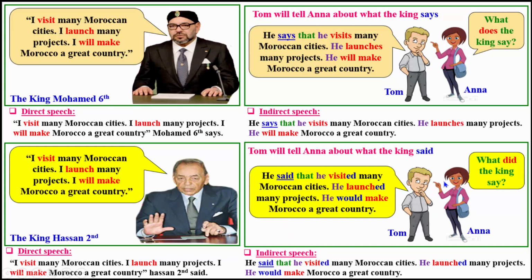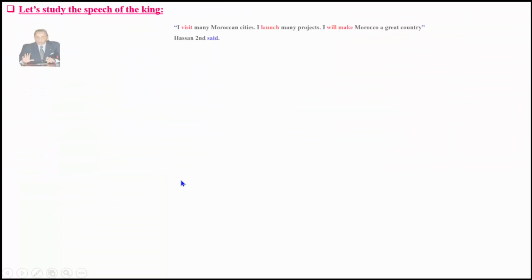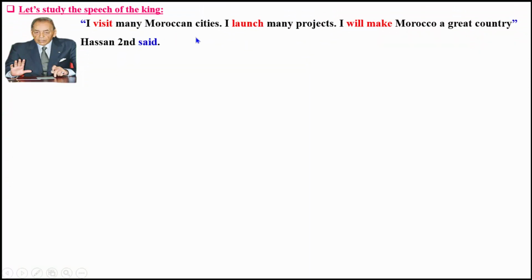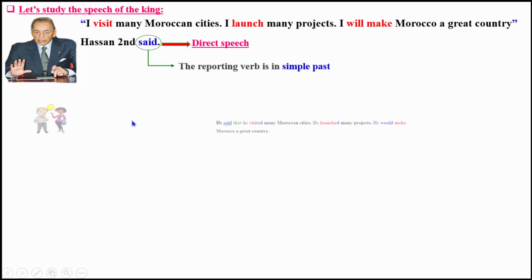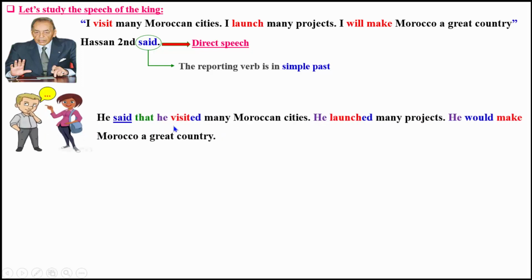Now let's look at the speech of King Hassan II. So Hassan II says this: "I visit many Moroccan cities, I launch many projects, I will make Morocco a great country," Hassan II said. Again, this is direct speech because they are the words of the king himself. But you have to look at the reporting verb. It's very important. The reporting verb here is in simple past. And the words of Tom, "he said that he visited many Moroccan cities, he launched many projects, he would make Morocco a great country," is, of course, indirect speech because Tom is just repeating what the king said.